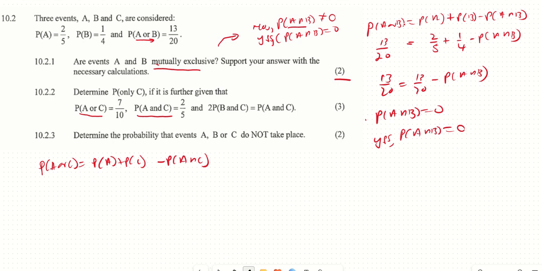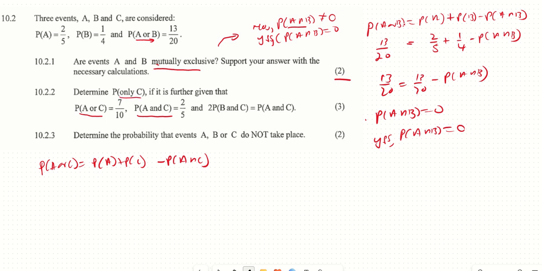So now let's focus on this. Now, if probability of 2 B and C is equal to probability of what? Of A and C. We're given A and C. You see this? This probability of A is equal to this. So now we want to know the probability of what? Of C only. Now let's look at this.